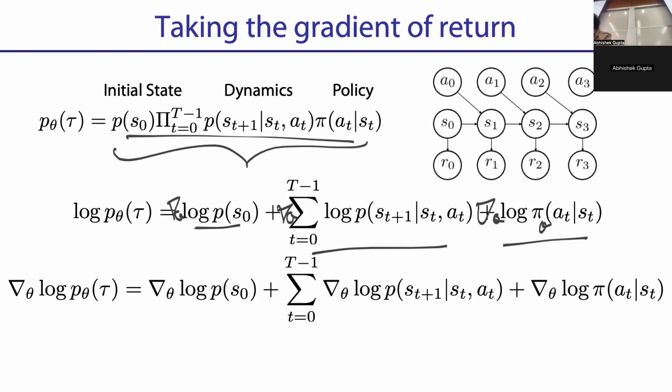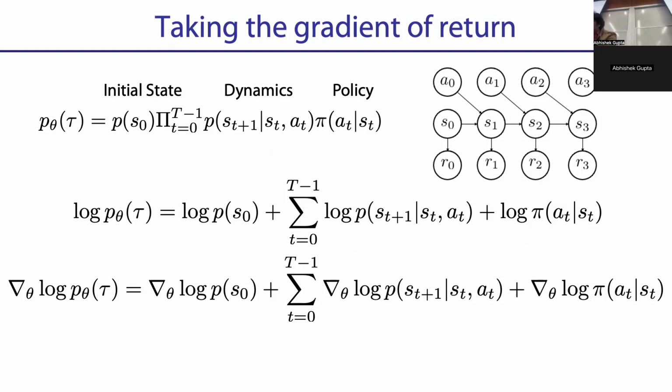Now the cool thing here is, if you look at the initial state distribution, it does not depend on your policy. So this is 0. If you look at the dynamics of the world, it does not depend on your policy. You don't determine how the world works. So this is 0, right? Two of the terms cancel out, and all that you have left is the last term, which is the sum of the log probabilities. The only term that depends on theta is this last guy.